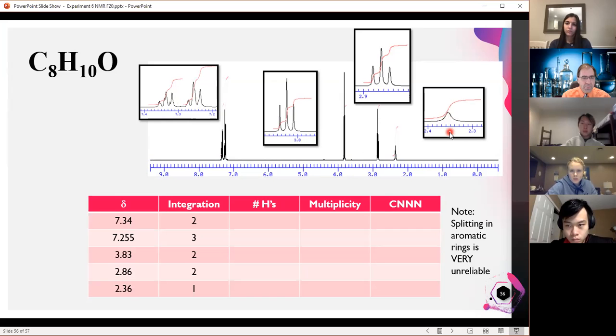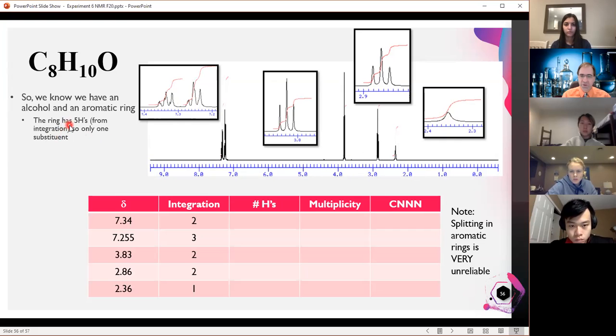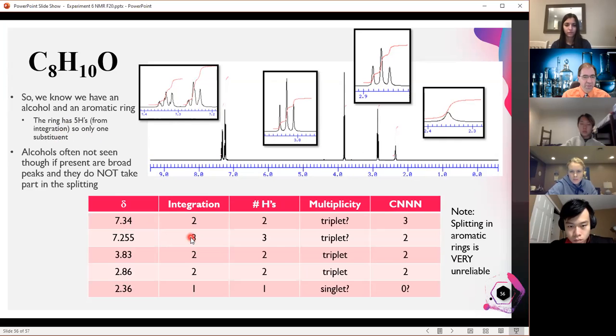Okay, so we know we have an alcohol, we know we have an aromatic ring. The ring has 5 hydrogens. How do we know that? All right, so let's go ahead and fill this in. I fill this in, and then I look at it and I say, okay, the aromatic region represents 5 hydrogens. So what does that tell me? That tells me that there's 1 substitution on my aromatic ring because it has to be C6H5.